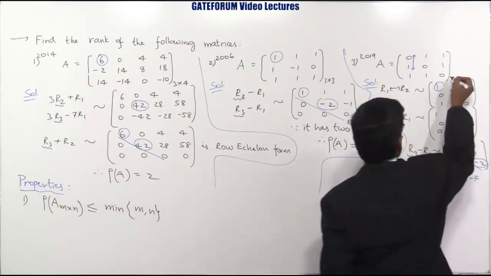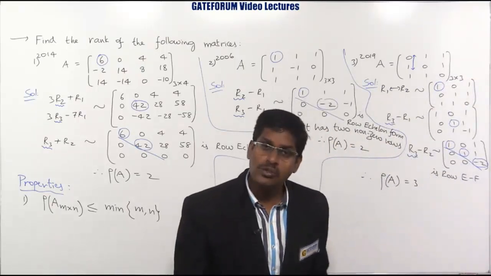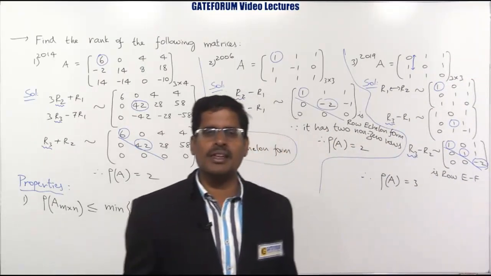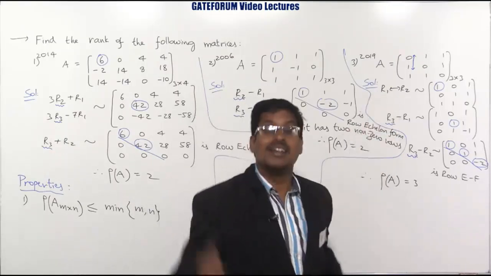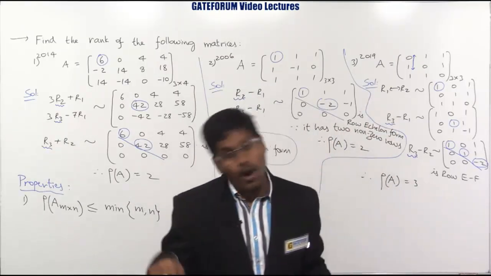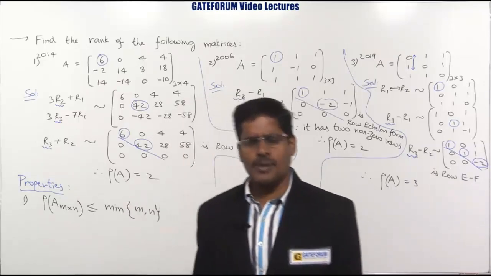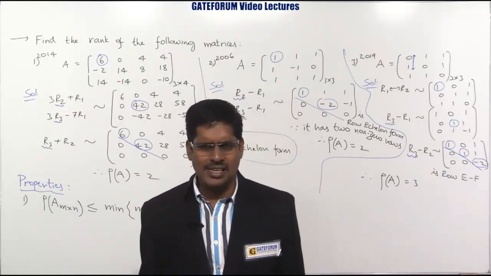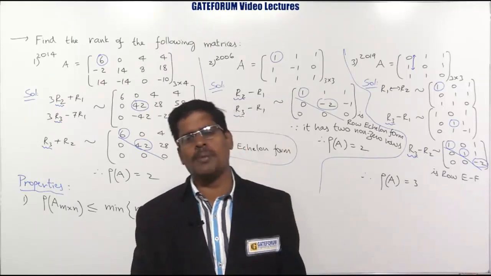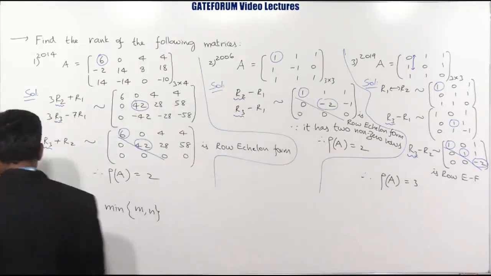Coming to this, 3 cross 3 again. So the m value is 3, the n value is 3. Minimum of 3 comma 3 is 3. So the rank of that matrix is less than or equal to 3. We got exactly 3. Less than or equal to also. Okay. So rank is never greater than the number of rows, columns. It is always less than or equal to the minimum of rows comma columns. Now, number 2.